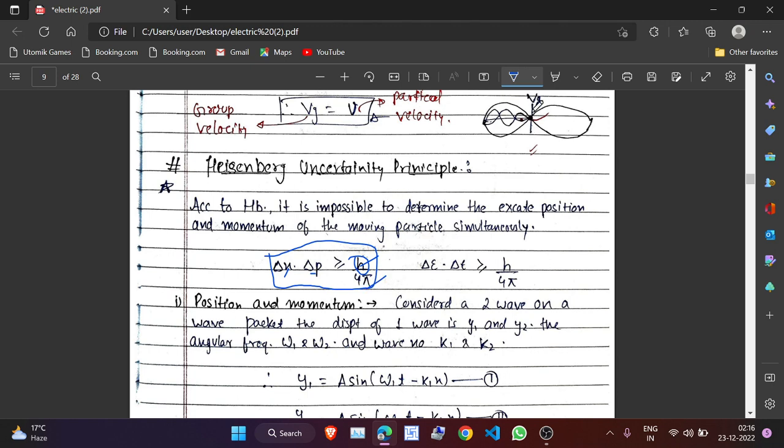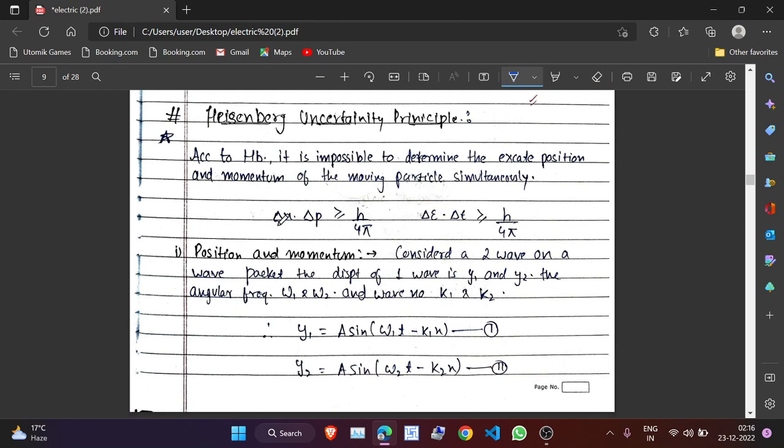So we have to derive these two equations of Heisenberg, that is delta x dot delta p, and the second one is delta E dot delta t is greater than or equal to h upon 4 pi. So the first is position and momentum. First of all, let us consider we have two waves.